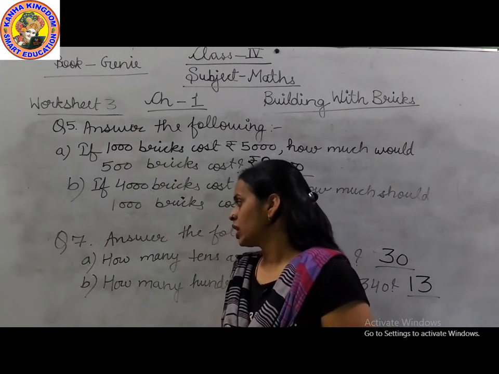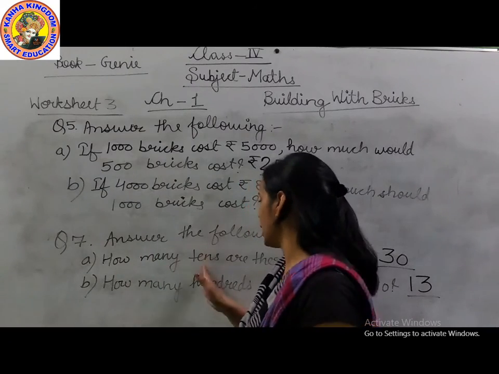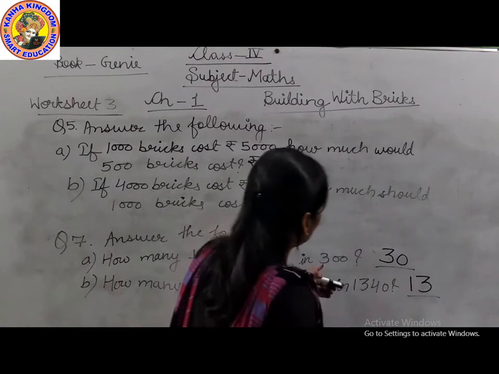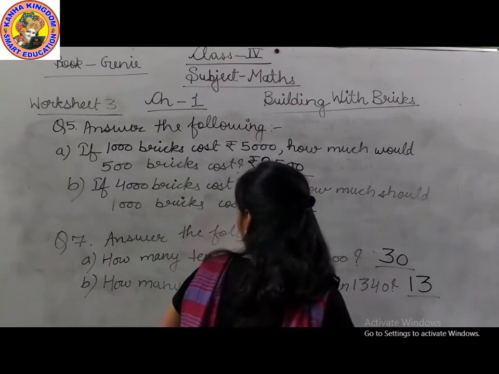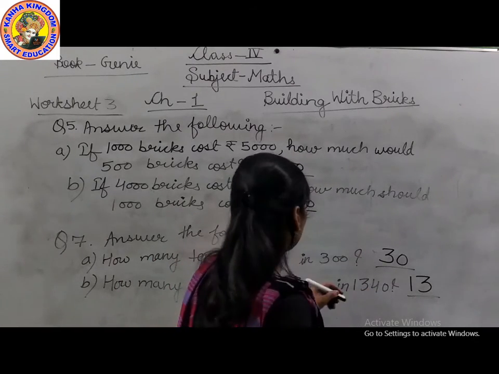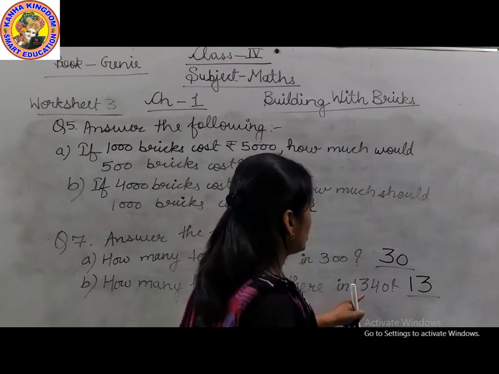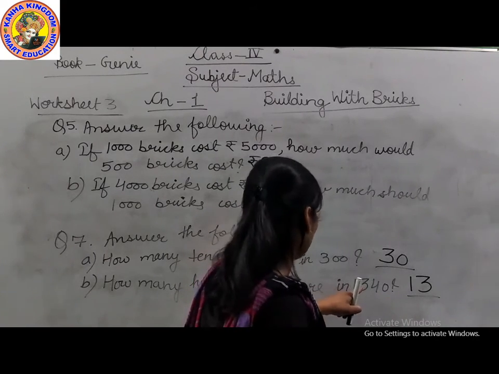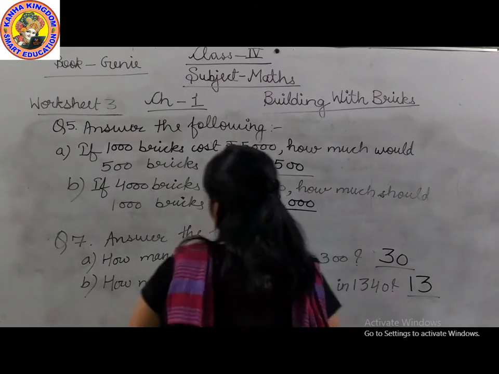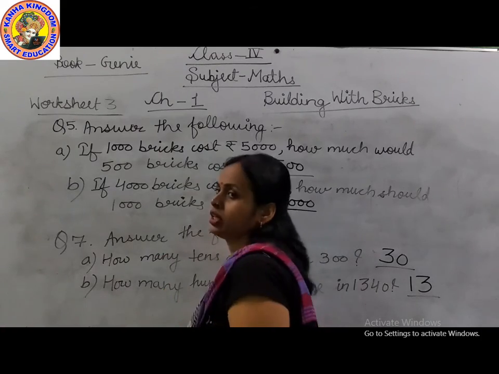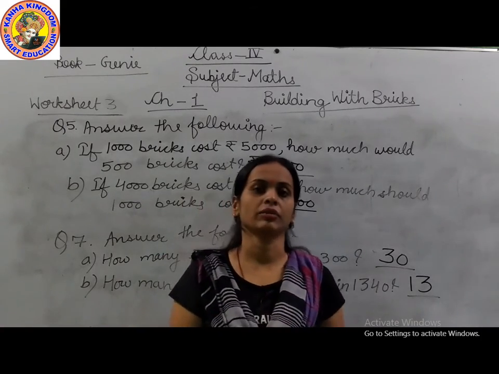Okay. Now next is, how many tens are there in 300? 30. How many hundreds are there in 1,340? 13, because we are saying 1,340. So how many hundreds? 13.